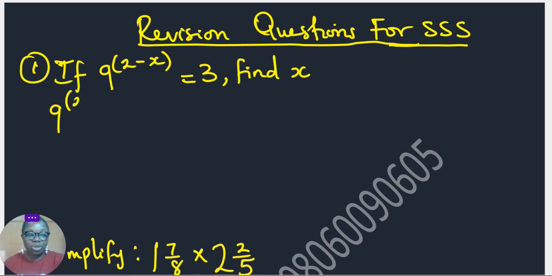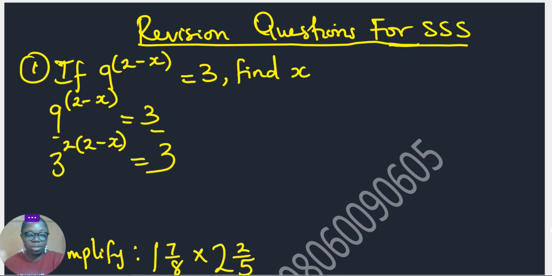9 raised to power 2 minus x equals 3. So we can see that 9 on the right, 3 on the left, which is the integer. Now we're going to make 9. We can break 9 into becoming 3 raised to power 2, because 3 raised to power 2 is 9. That's 3 times 3, 9. Then into bracket 2 minus x equals 3.